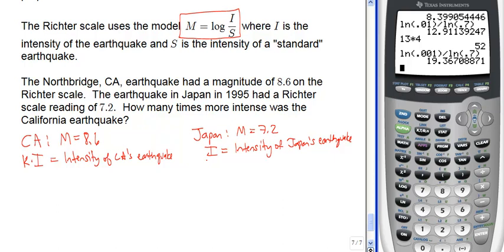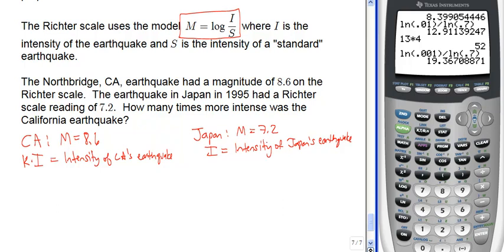I don't know the intensity of either one, so you could call these two different values. But we know that the California one had a higher Richter scale, so it was more powerful than the Japanese earthquake. So if I know that the Japanese earthquake has an intensity that I'm going to call I, then the California one would be K times more intense. So instead of creating two totally different variables, I'm letting the intensity for California be just some constant K times the intensity of Japan's. So let's see how this helps us out.